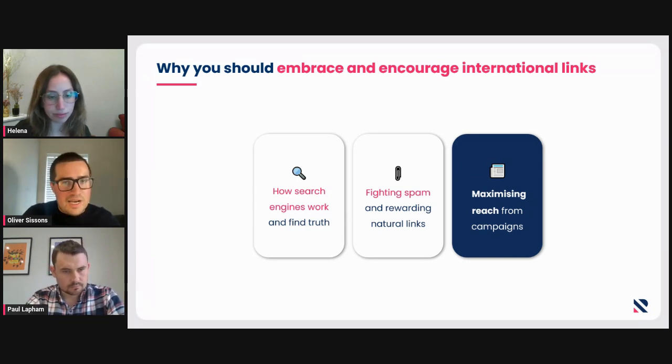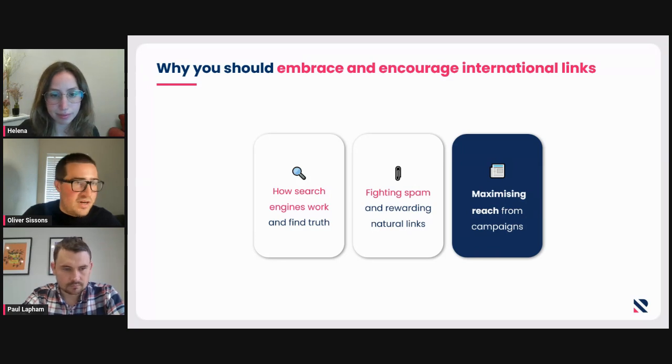So by trying to sculpt that link profile to only be 80% from one market, you're basically removing all of those benefits, and you're limiting the kind of link building work that you could do effectively. So again, this is why we can be confident that you should be embracing and encouraging international links rather than trying to control them or minimize them.